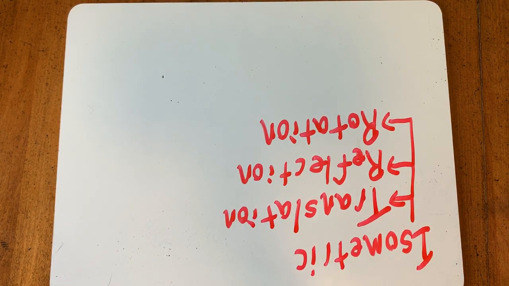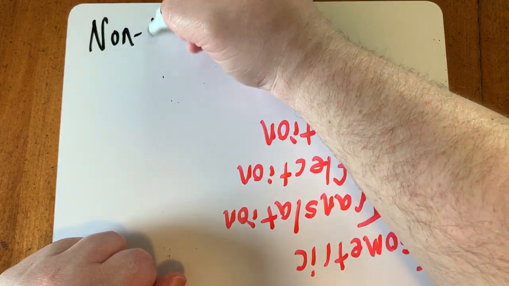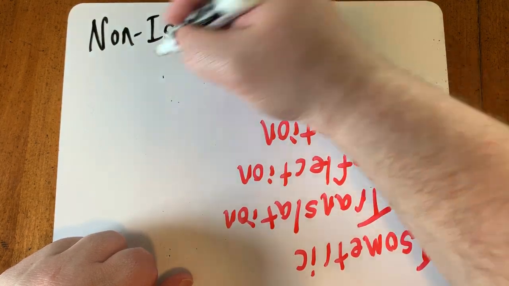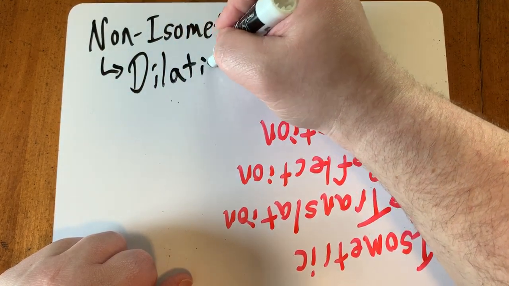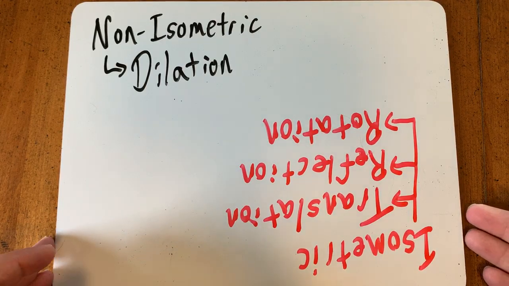So those are isometries. And then for a non-isometric transformation, it's a dilation. You may be more familiar with the term stretch or shrink. Stretches and shrinks are both dilations. They're just, one's a compression and one's an expansion. So these are isometries and non-isometries. Let's go through the isometries first.